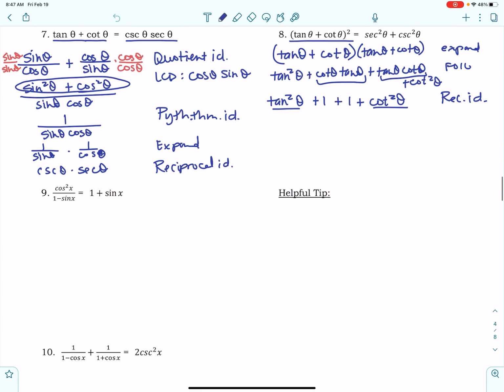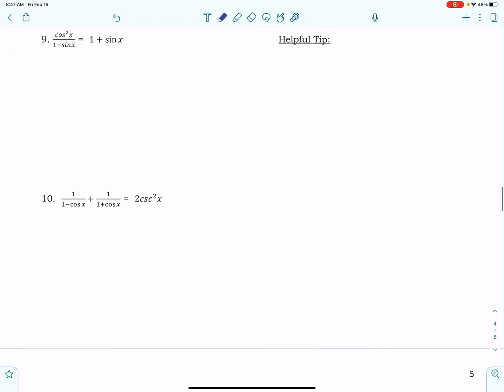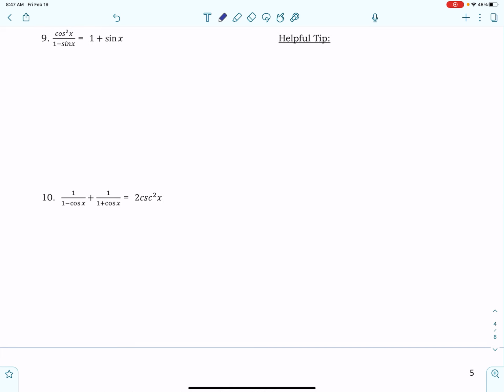What? I know. It's totally amazing. So this tangent squared theta plus 1 can be replaced with secant squared theta, and 1 plus cotangent squared theta can be replaced with cosecant squared theta, and that's what we need. See, look at that. That one's kind of hard. Sorry, babies. All right, beautiful. All right, as we move through here, number 9 is tricky, just like number 8 was.